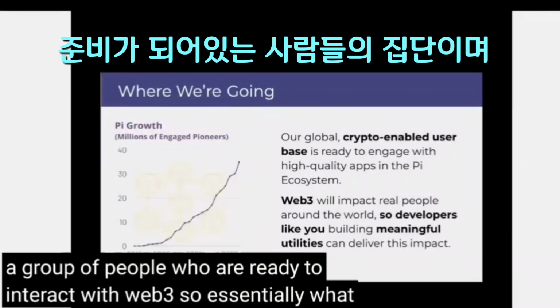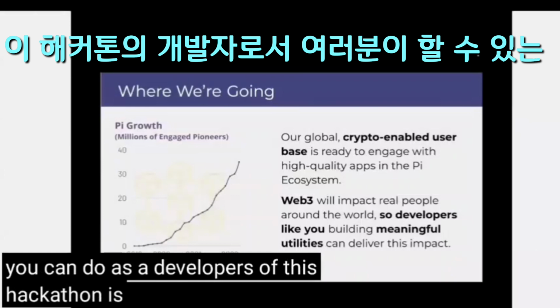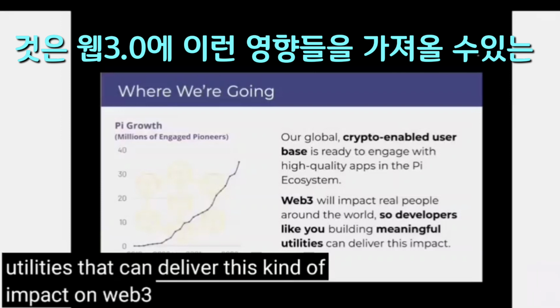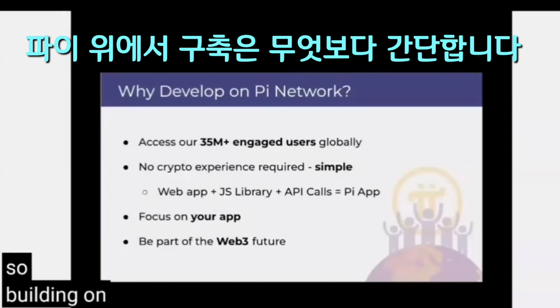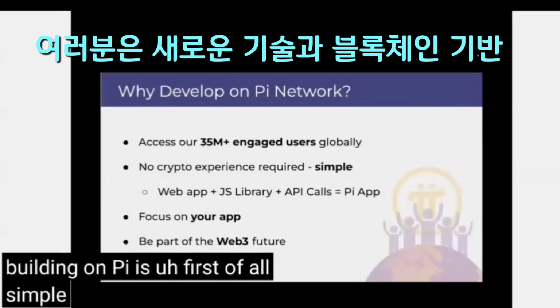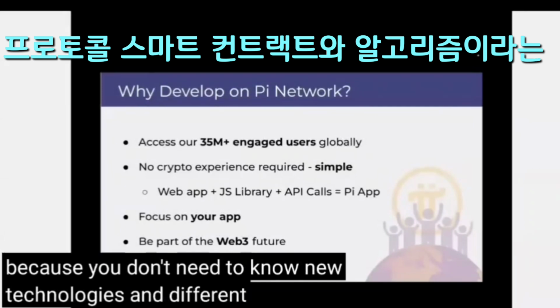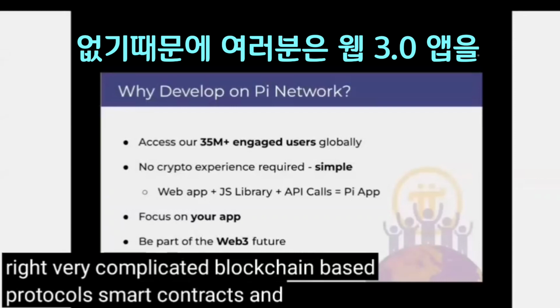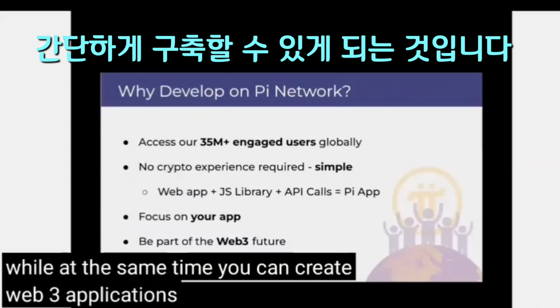So essentially what you can do as developers of this hackathon is to build meaningful utilities that can deliver this kind of impact on Web3. So building on Pi is, first of all, simple, because you don't need to know new technologies and different things or write very complicated blockchain-based protocols, smart contracts, and algorithms, while at the same time, you can create Web3 applications.